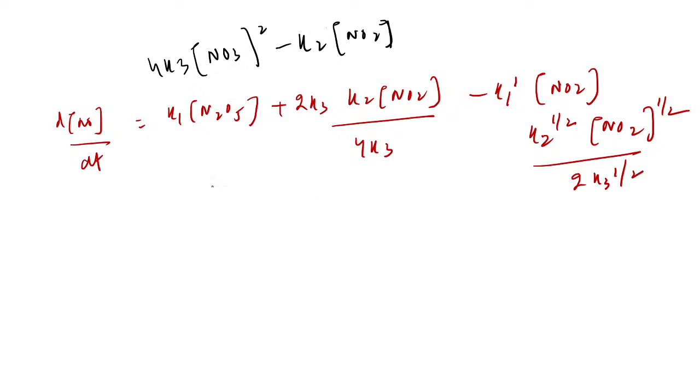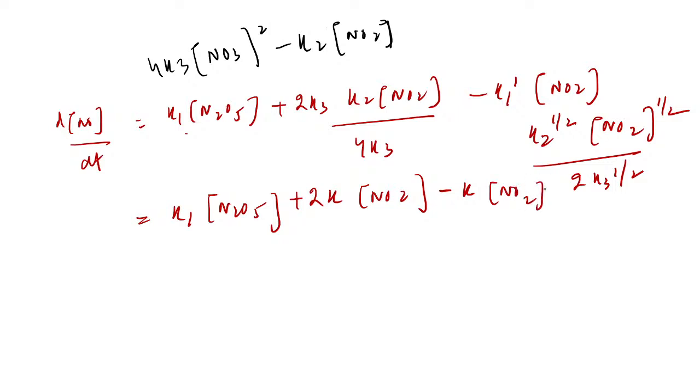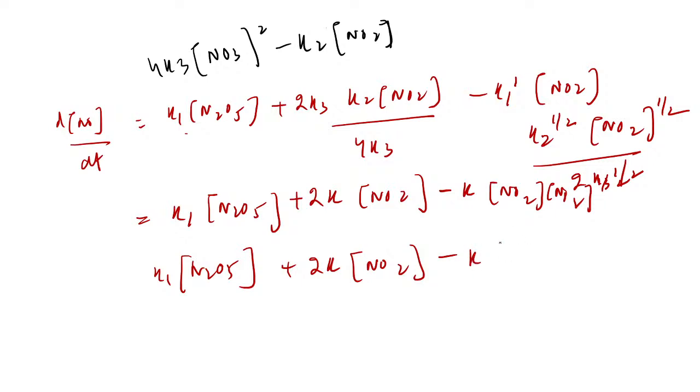So what you can do, just write all these values as K. So this is K1 N2O5, then this value would be K. Let's write down K over here, 2K NO2. Then this value is nothing but your K, so minus K, and we have NO2 to the half. Simple equation. Now, K1 N2O5 plus 2K NO2, and this would be minus K half, and NO2 to the power 3 by 2.